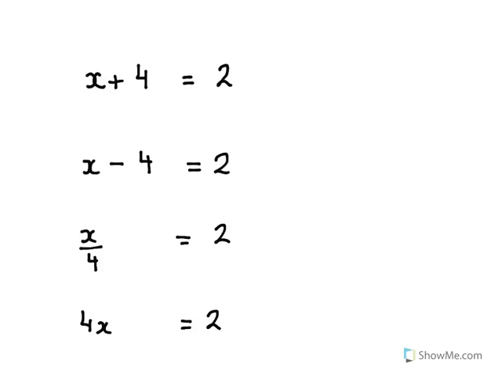I've been teaching you that when we move something to the other side of the equal sign, it changes its sign. So when we move plus 4 to the other side of the equal sign, it actually becomes a minus 4. If we have a minus 4 on this side of the equal sign and we move it to the other side, it becomes a plus 4.